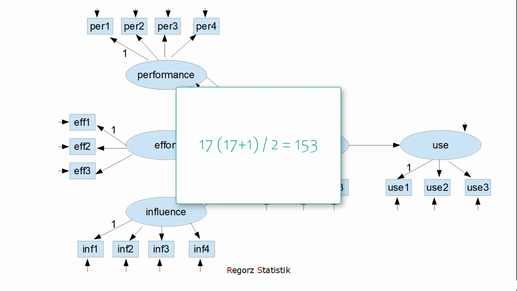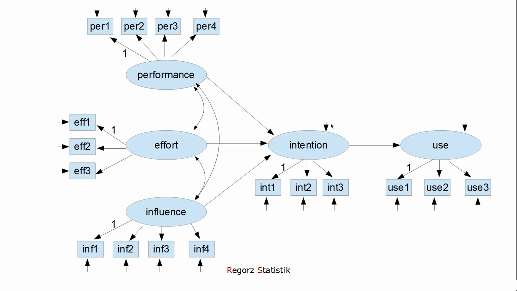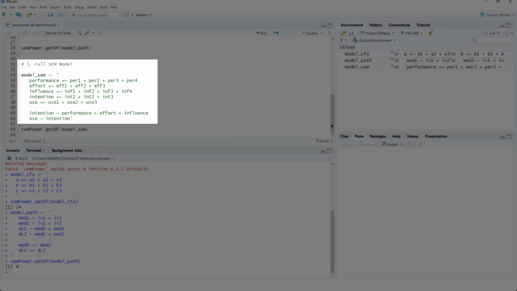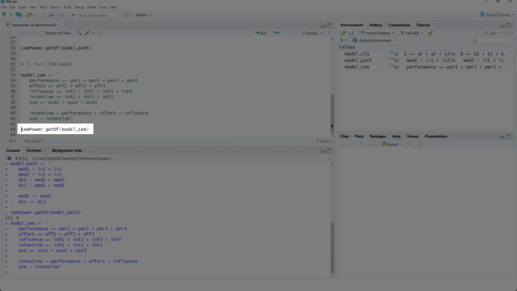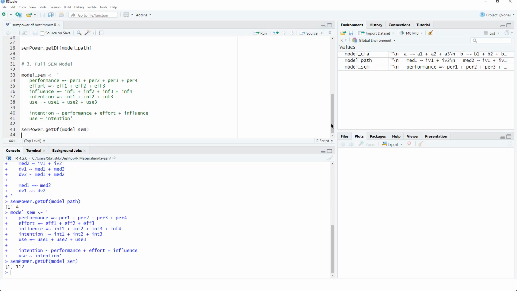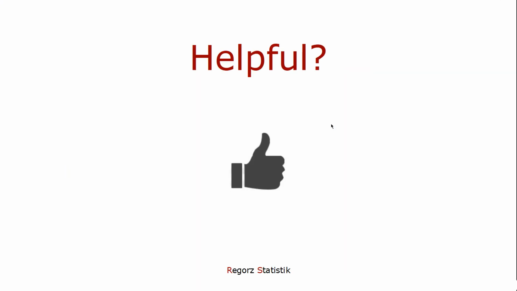How many pieces of empirical information? 17 items, so again, based on this formula, 153 unique elements of the variance-covariance matrix. 153 minus 41 parameters gives 112 degrees of freedom. Here's the definition of our SEM model and requesting the degrees of freedom, 112.